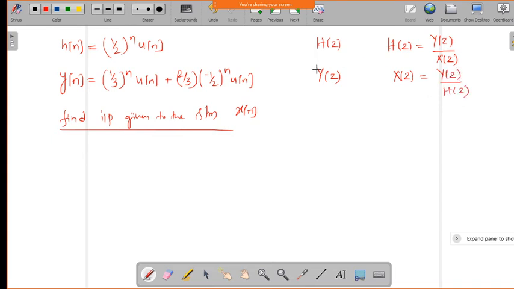Now find the corresponding z transform of this impulse response and output. Take the ratio of output by impulse response and you will get x of z, and taking the inverse z transform of x of z, you will get x of n. So now try to find this one. So now what is h of z?